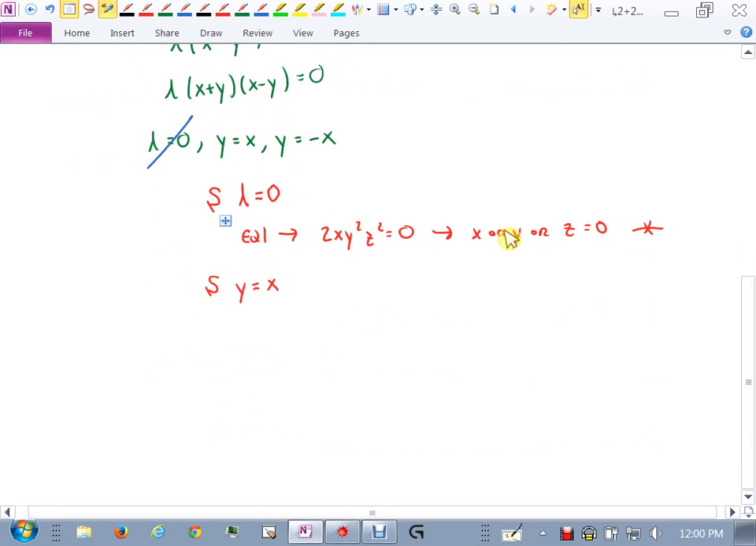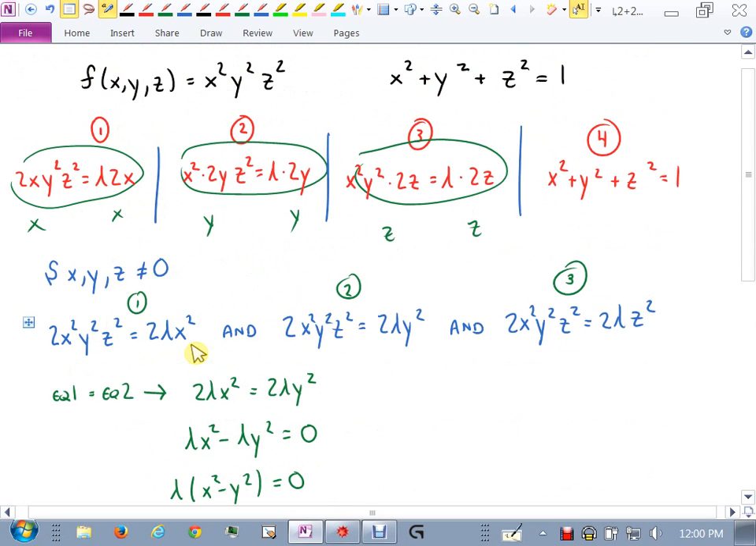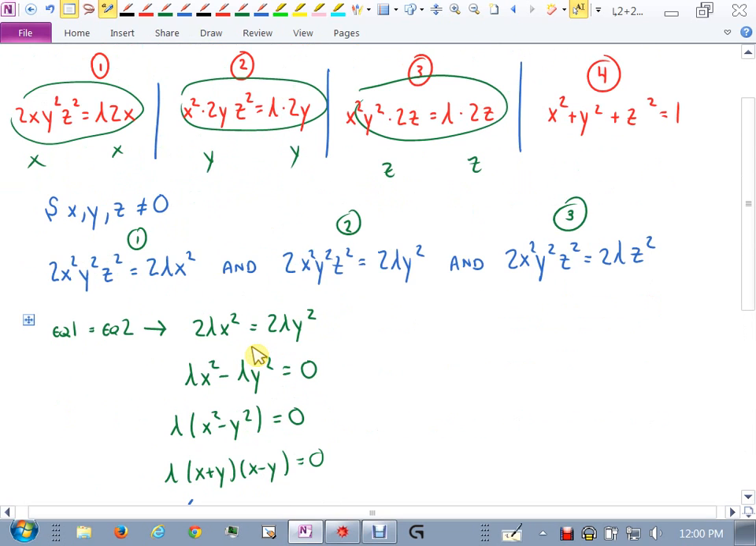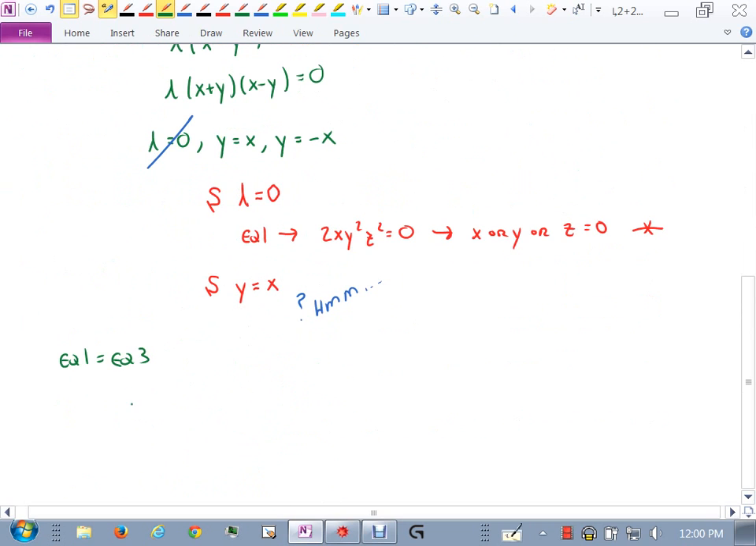Okay. So I'm going to go right here. I'm going to be like, I'm not sure if this is getting me anywhere. But let me back up and set equation 1 and 3 together. Equation 1 equals equation 3. I think the algebra there is almost identical, isn't it? Yeah, it's identical.